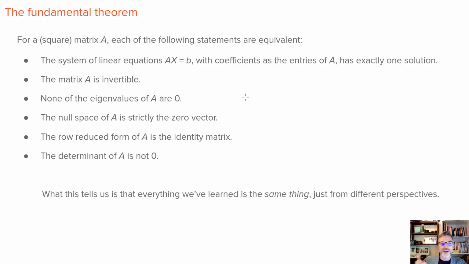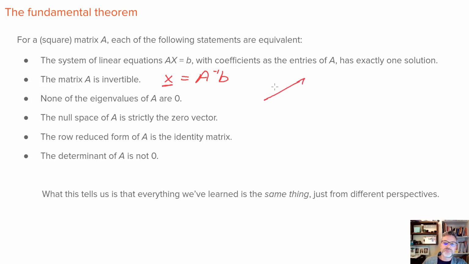Okay? So we have, for example, if we have a square matrix, that system of linear equations, this here has exactly one solution. Okay? So that statement is equivalent to saying the matrix A is invertible, and that's, of course, if we can find the inverse of A, then we can also do this multiplication and it would give us the solution X. So you see how those are related. None of the eigenvalues of A are 0. That's a little bit more opaque where that comes from.